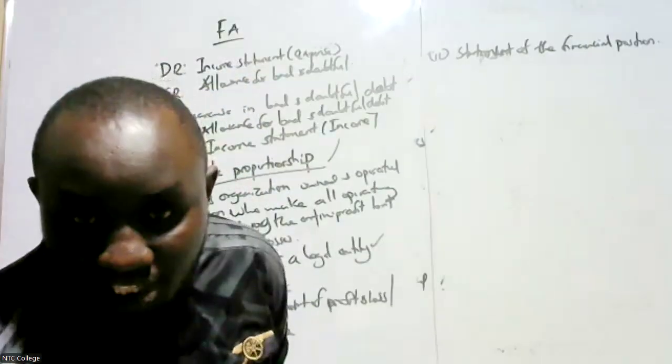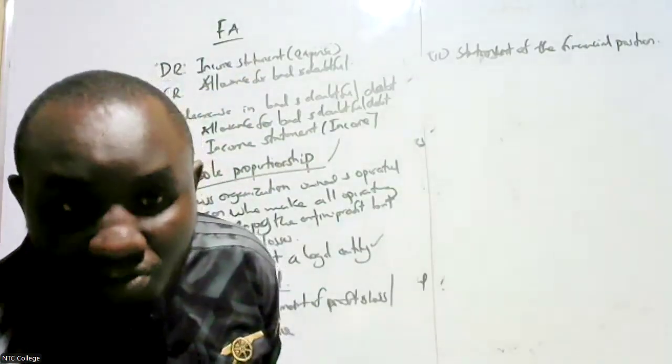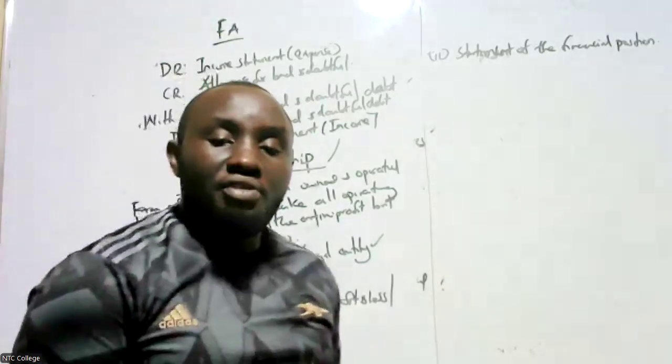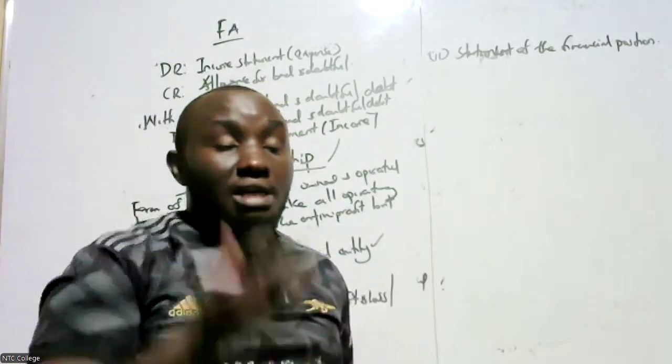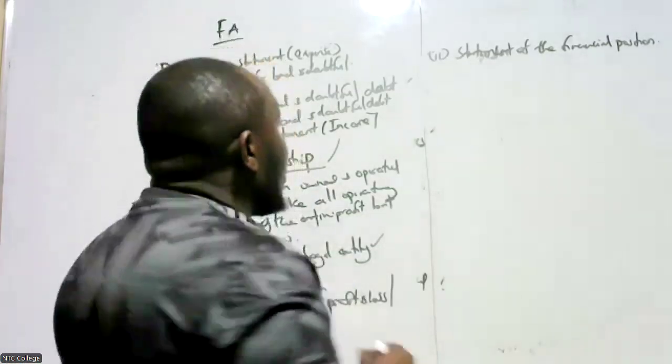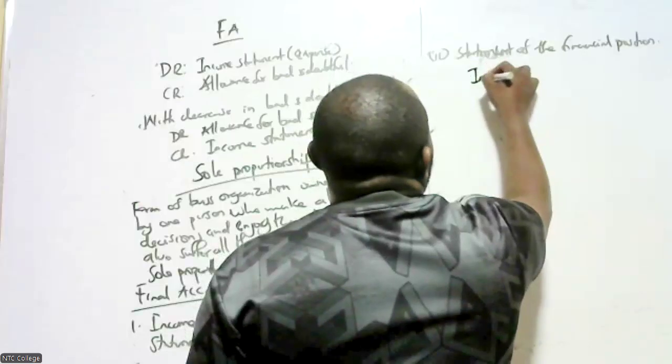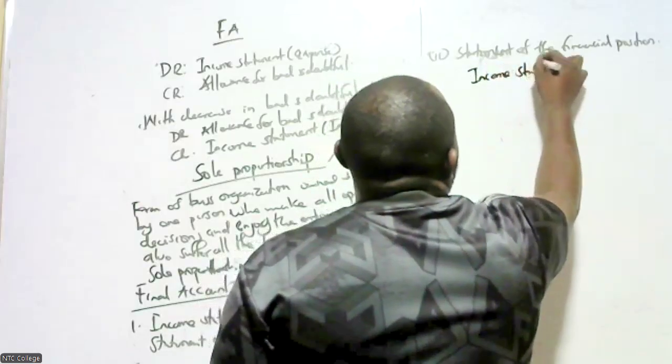So perfect. So I want us to proceed to the first format. I know you have the formats. Do you have the formats? You don't need to copy the formats. I'll just explain the formats because you have the formats in your notes. So we can start with the income statement.